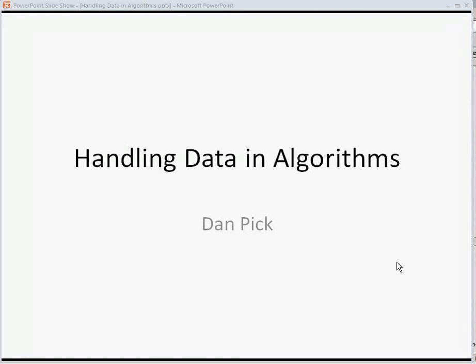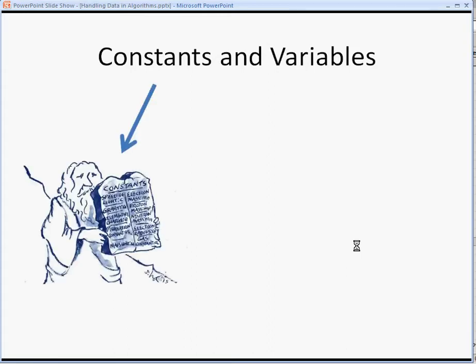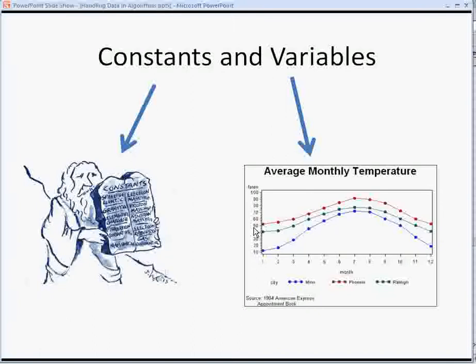So what might you need to know about handling data in algorithms for an exam? Firstly, you need to know the difference between constants and variables. Constants are things that always stay the same, so the speed of light, gravity, etc. Whereas variables are things that can always change, such as temperature.